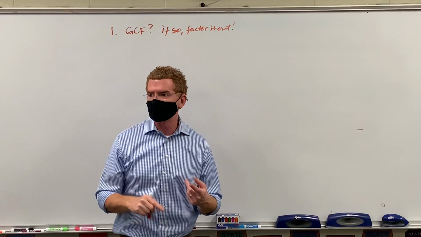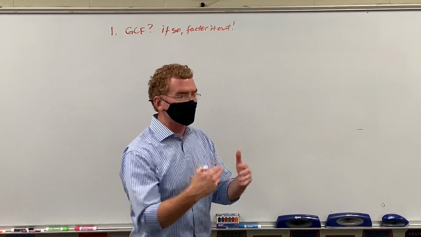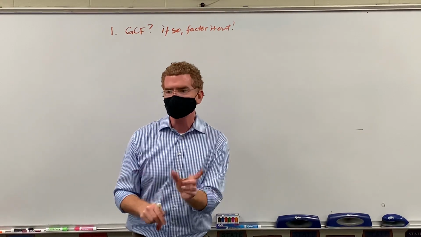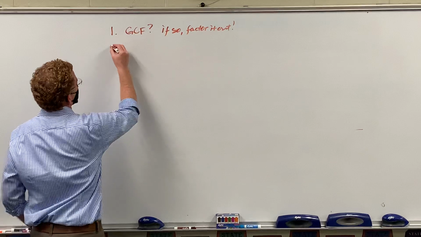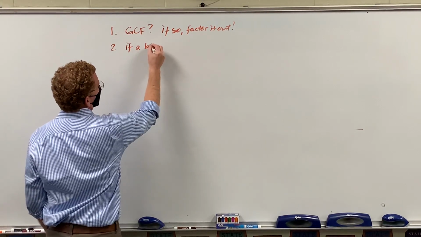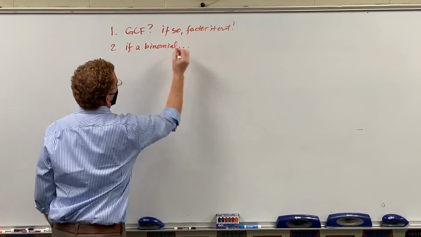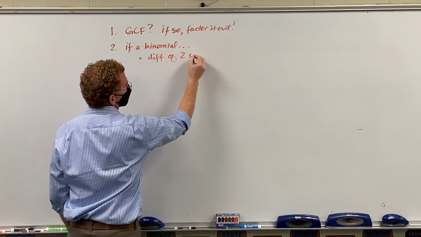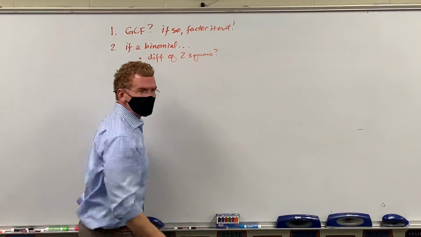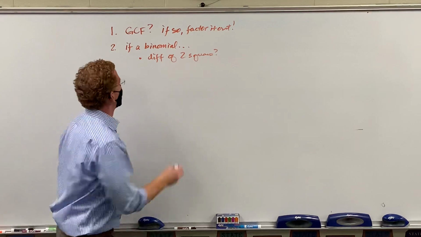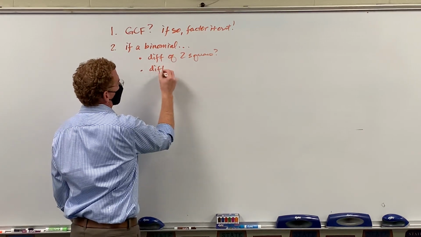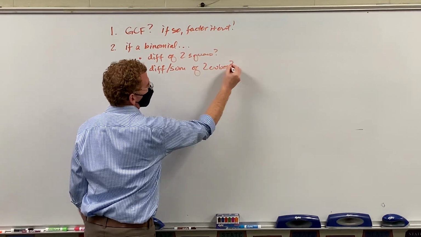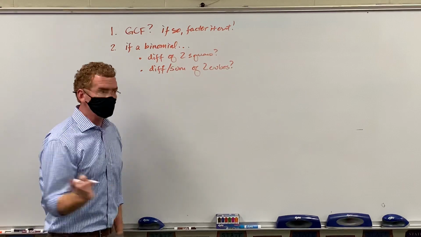Next thing, because there's much more likelihood of having 3 or more terms than there is just 2, I look at it and say, if there are 2 terms, if it's a binomial, is it a difference of 2 squares? If so, use your difference of 2 squares rule. Is it a difference or a sum of 2 cubes? If so, use those rules.